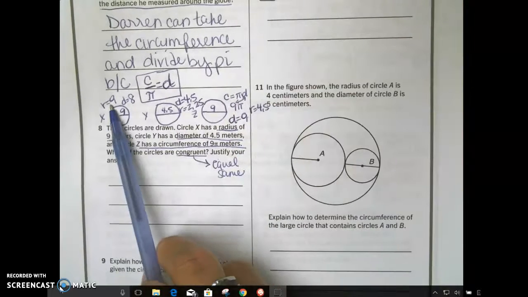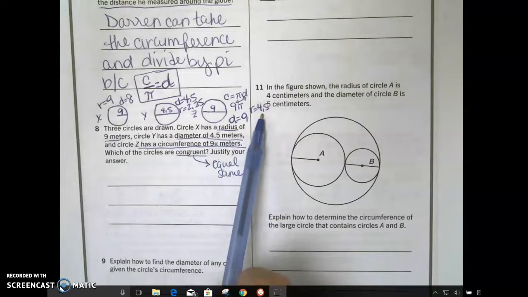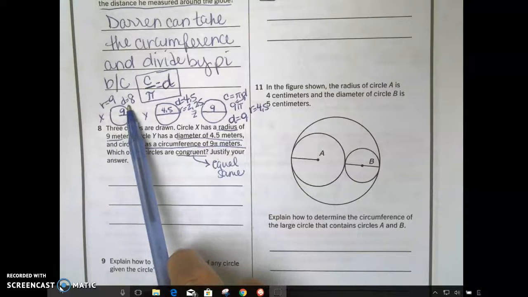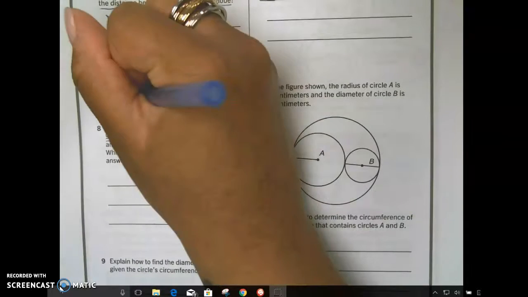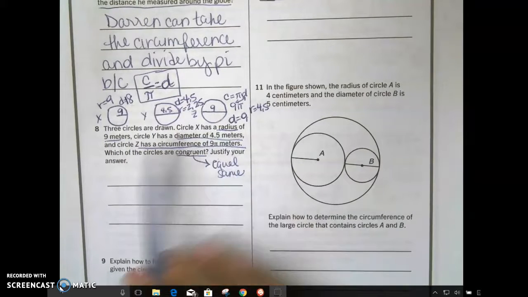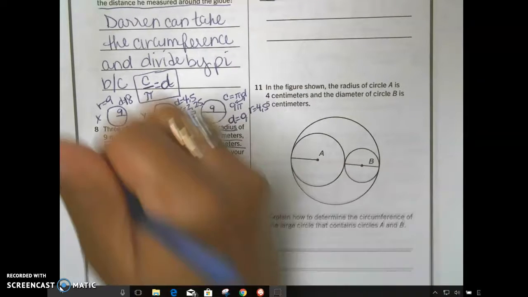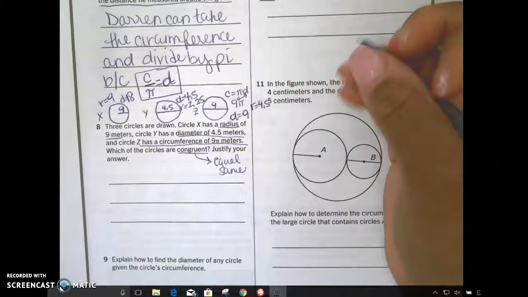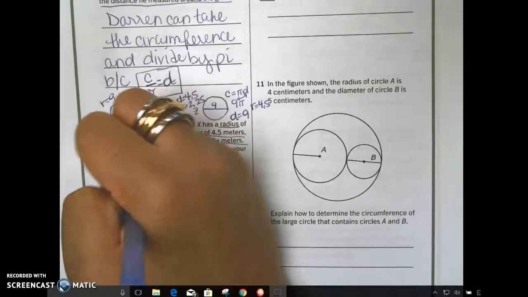Look at this radius here. Does anyone else have a radius of 9? No. Look at this diameter here. Why did I write 8? I should have written 18. Does anyone else have a diameter of 18? No. So are any of them congruent? No. So what do I say?